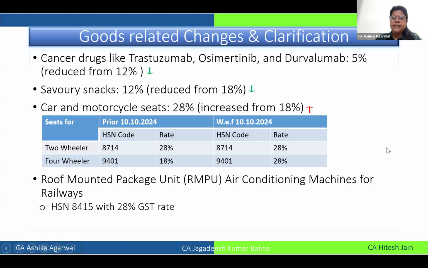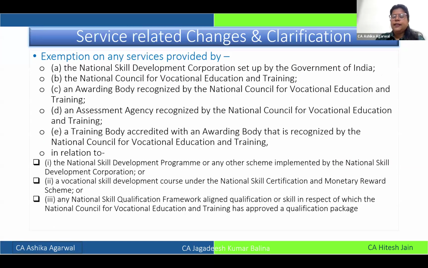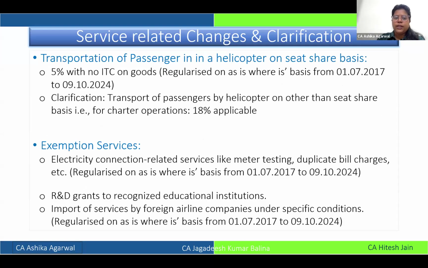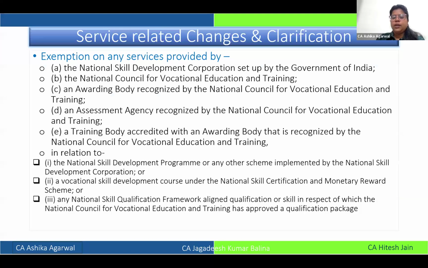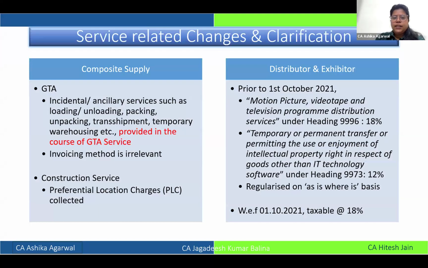There are certain rate changes and clarifications. For the sake of time, because we have another session also, in this, you can go through it. If you have any query in relation to whatever we have discussed in today's session, you can drop an email to us. And in this, I will just cover two small things.